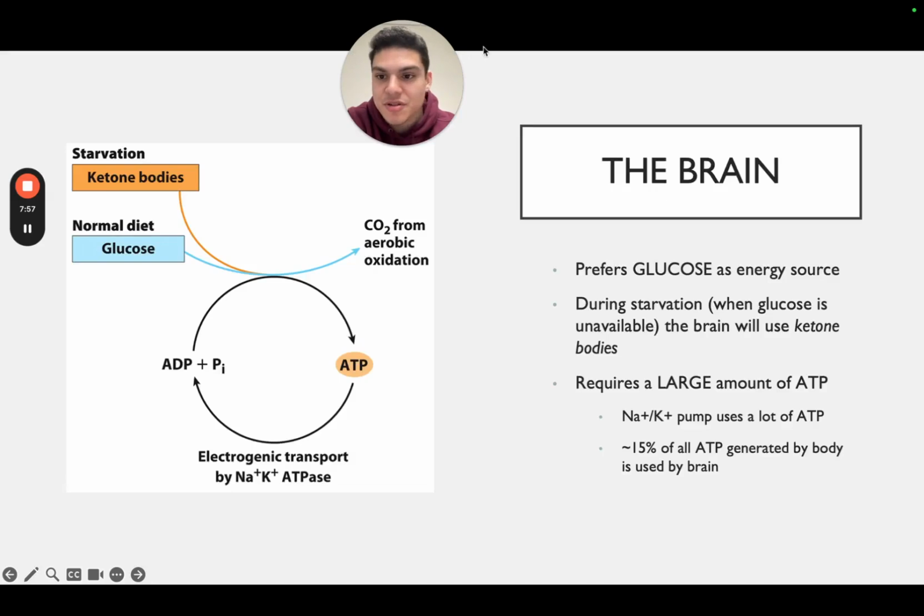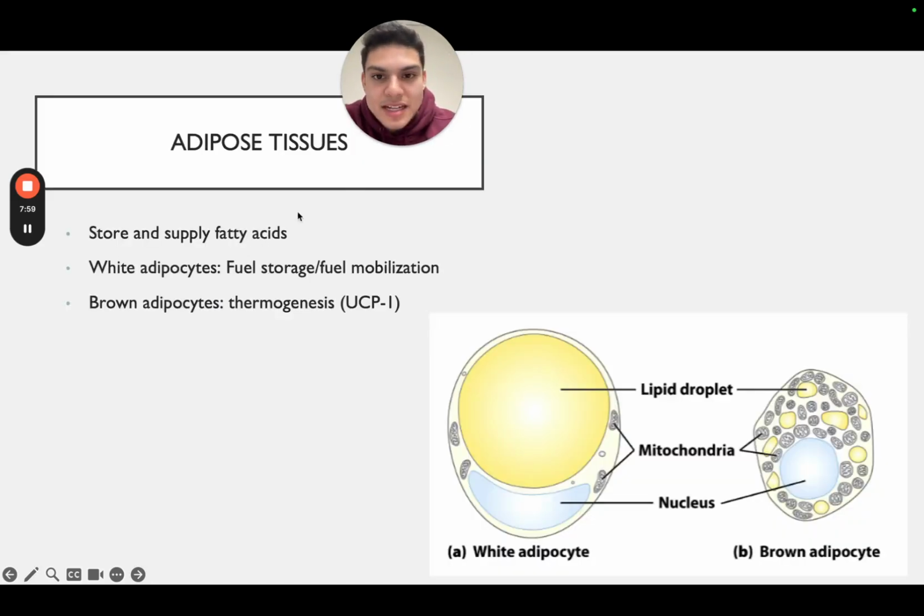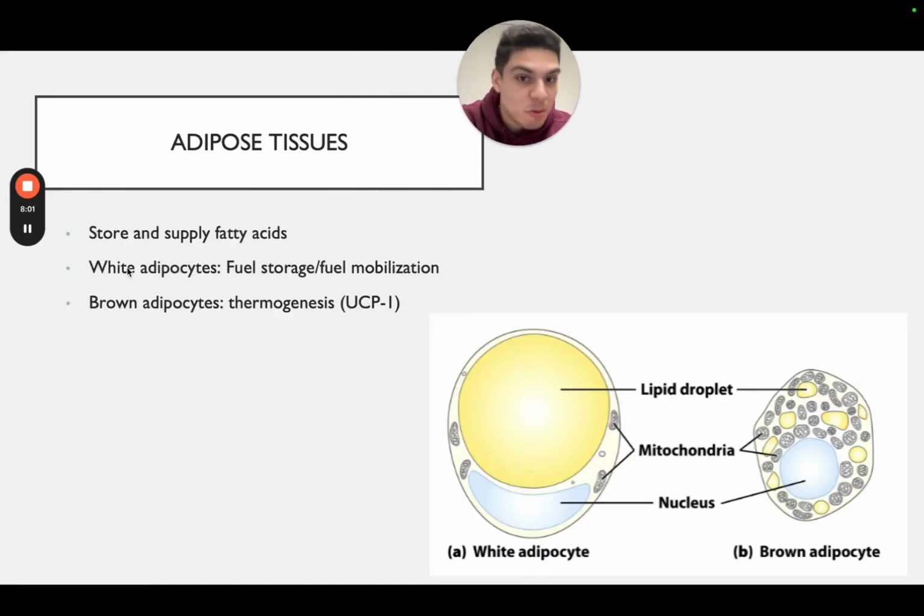Next is adipose tissue. We know that it stores and supplies fatty acids. We know that there's a difference between white and brown adipocytes. White is usually for fuel storage and fuel mobilization, whereas brown adipocytes have thermogenesis. They generate heat. It's more prevalent in babies, and it's because we have the uncoupling protein from the ETC, which basically decouples the proton gradient from the ATP synthase, and it generates heat as a result.